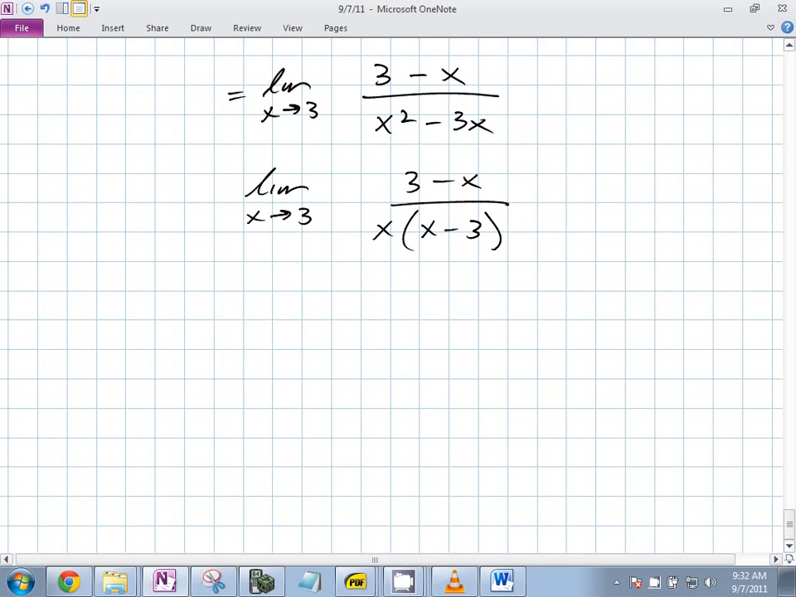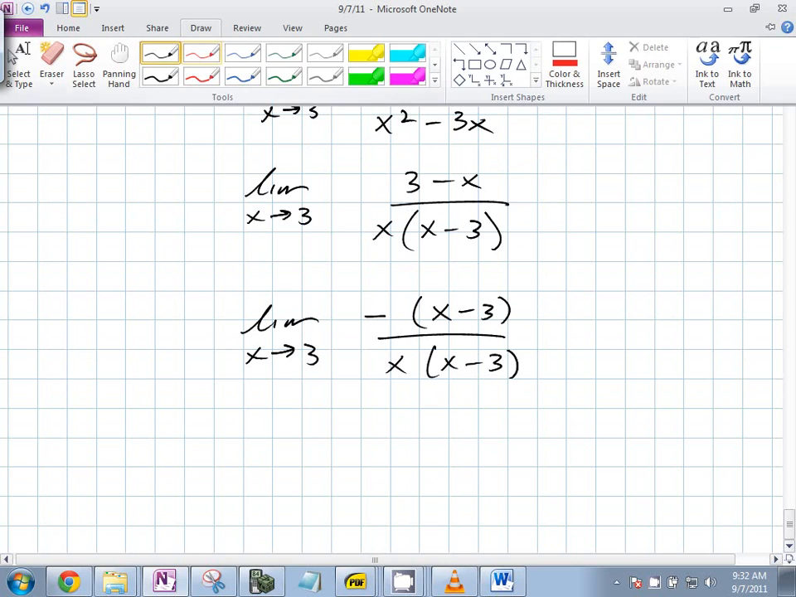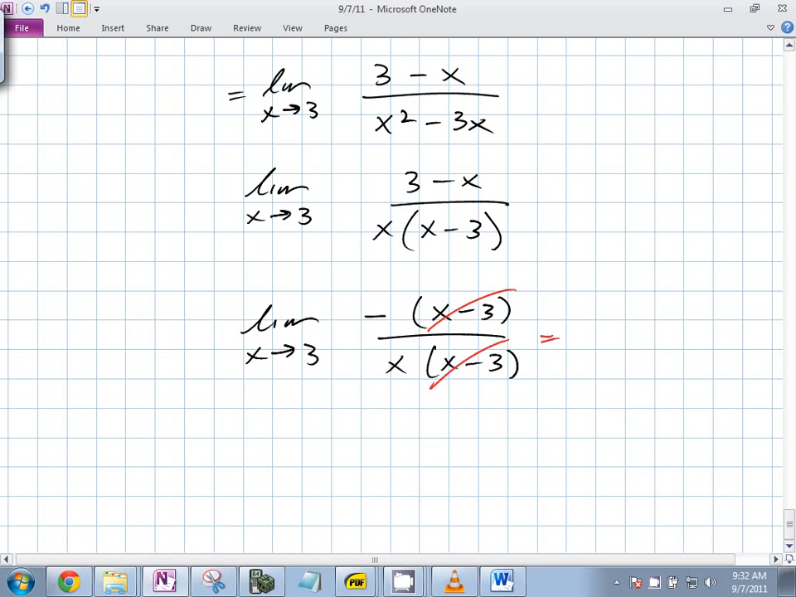So what is this going to become? The limit as x goes to 3 of negative what? Let's do the intermediary step. Negative x minus 3 over x times x minus 3. What cancels? The x minus 3. Pretty cool, huh? So you're left with the limit as x goes to 3 of negative 1 over x. So what's it going to be? Negative 1/3.